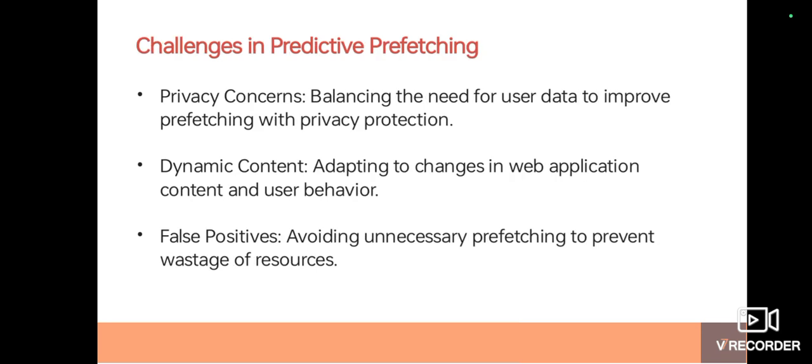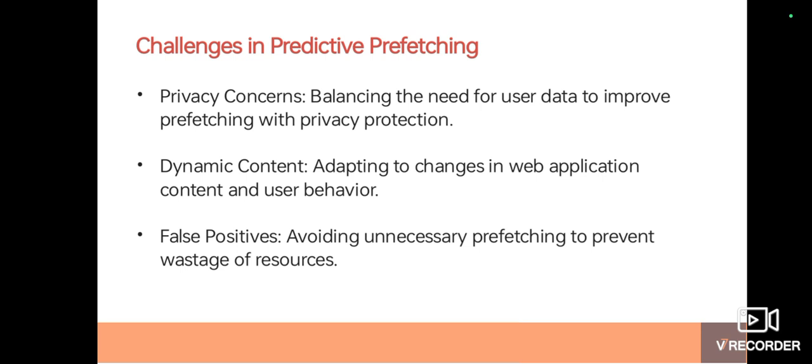Challenges in predictive prefetching: privacy concerns, balancing the need for user data to improve prefetching with privacy protections. It protects the data. So we do not need to always write the thing. Since it is prefetched, it gives a better experience despite the privacy concerns.